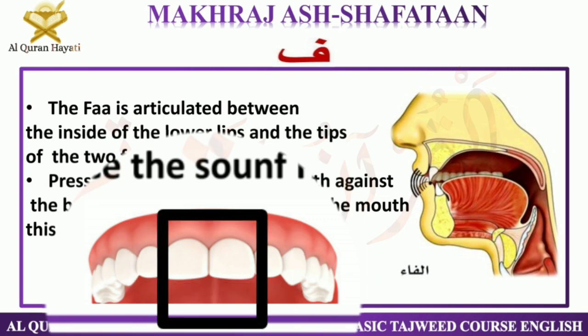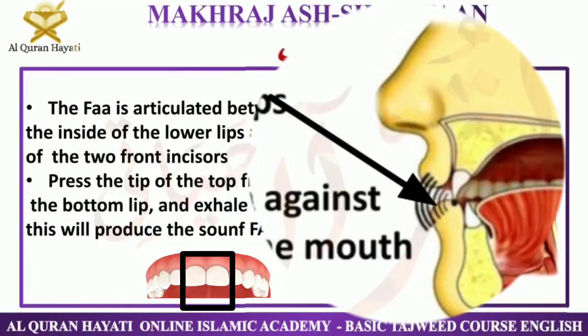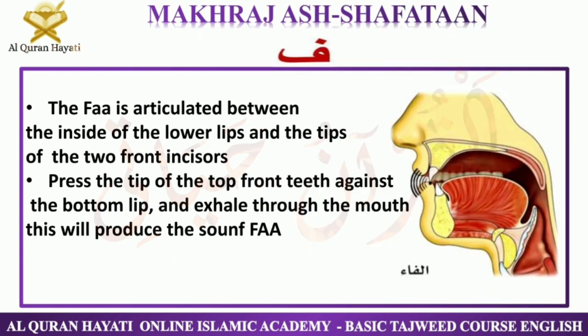What we have to do is we should touch the corners. These are the corners, right? The corners of the upper incisor teeth against the lower lip. Okay, just like how we pronounce the letter F in English. So to say the word fat, we pronounce the F like fa, right? Just like the Arabic alphabet fa. Okay, what we have to do? The 2 upper incisor teeth should touch the lower lip.